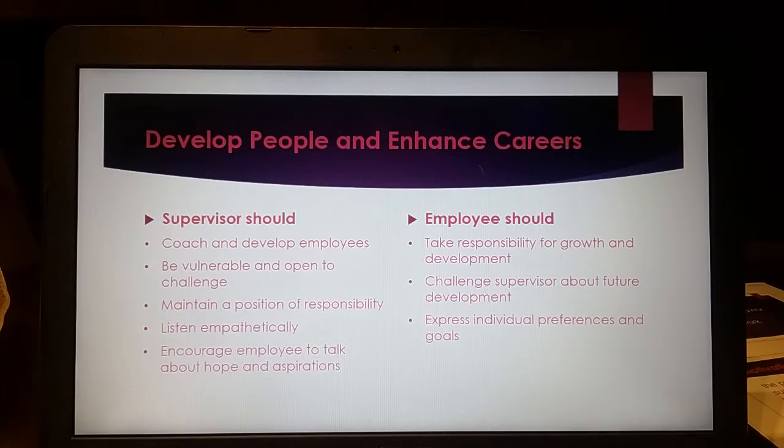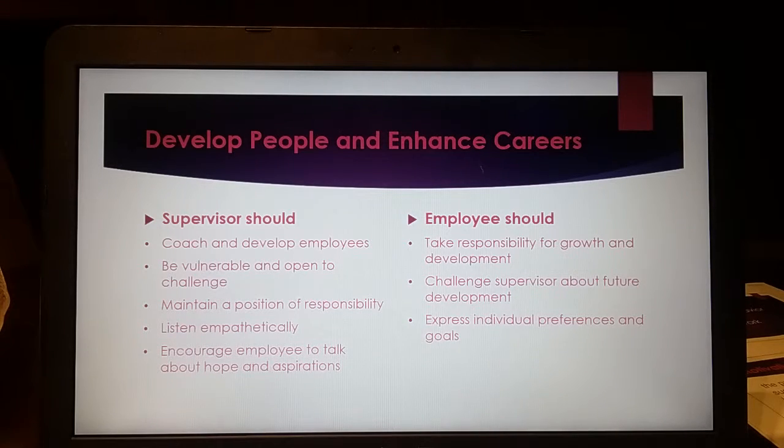Okay, so in this whole idea of performance appraisal, supervisors have responsibilities and the employee has responsibility too. The supervisor has to provide some sort of coaching and development. They have to be open to changes, always be in a position of responsibility. They need to be empathetic, try to understand what's going on, and encourage the employees to talk to them about what they want to do.